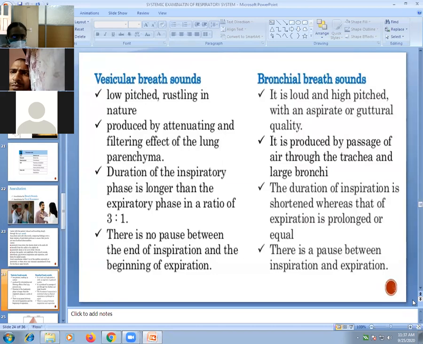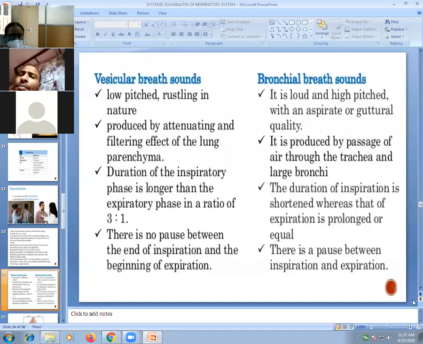Now what are vesicular breath sounds? In that, the inspiratory phase is longer than the expiratory phase, because inspiration is always an active process and expiration is a passive process. The ratio is 3:1. There is no pause between inspiration and expiration. That is our normal breathing. Vesicular breathing is normal breathing.